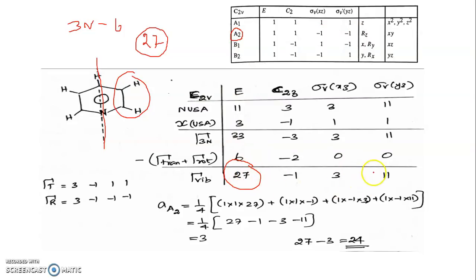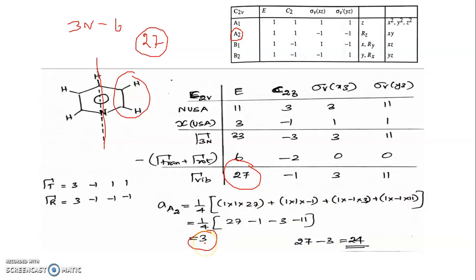You find out how many A2 is present here. Subtract that number from this 27. The remaining number will be active in IR. Simple. Are you clear? So I am going to calculate how many A2 present in the representation. In this representation, how many A2 is present? Use the reduction formula and calculate number of A2, and we obtain this result.